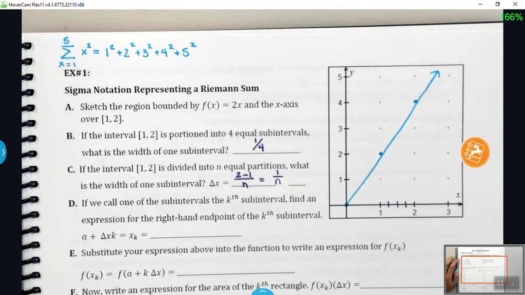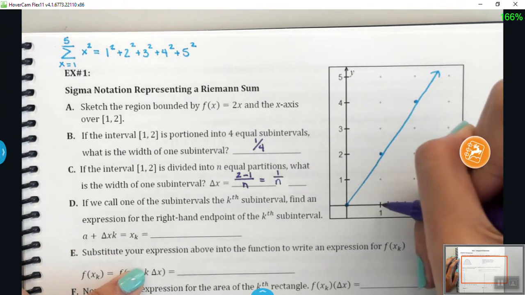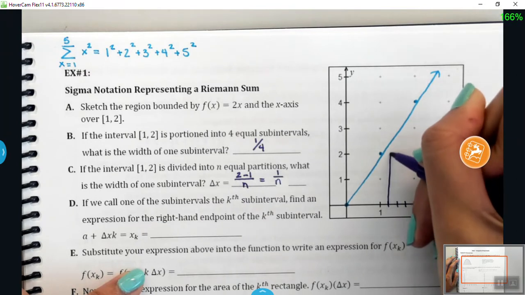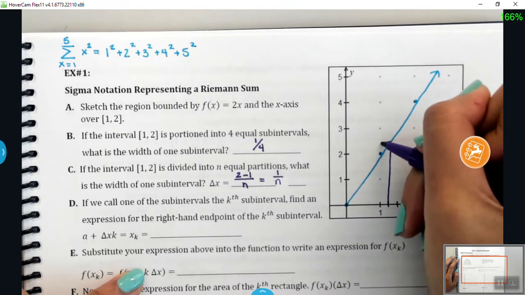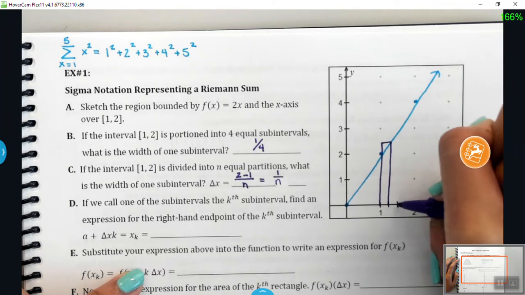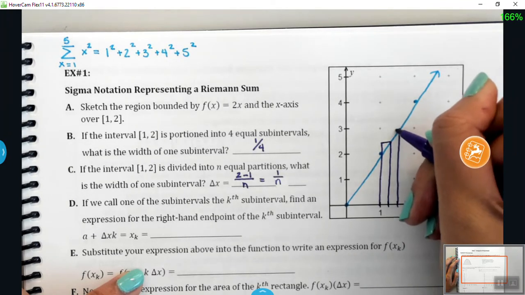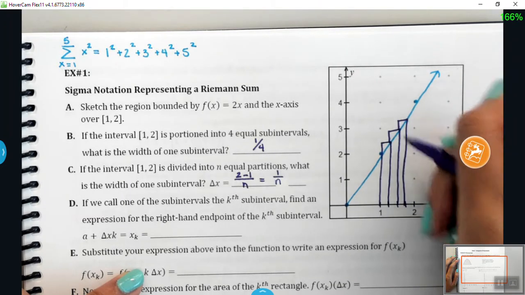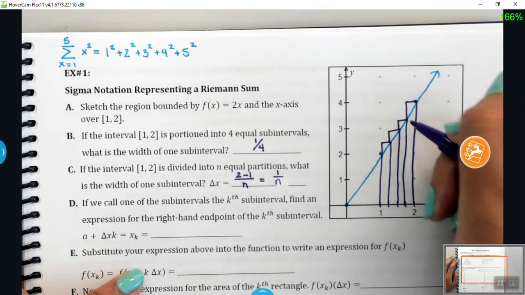Okay, we're gonna call one of the subintervals the kth subinterval. Find an expression for the right-hand endpoint of the kth subinterval. So here I am at 1. We're gonna do a right-hand Riemann sum. So we're gonna go right over down, and then up to this point, right over down, up, right over down, and then at 2, up, over, down. Okay.